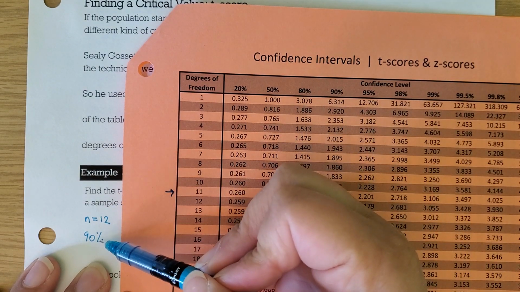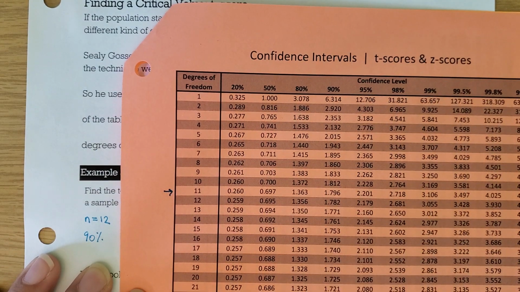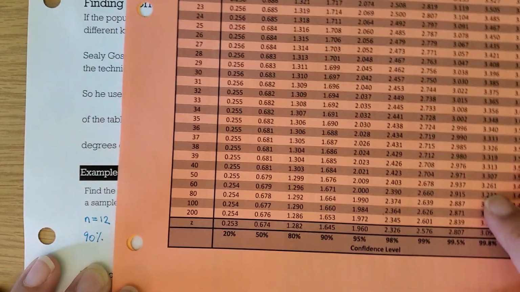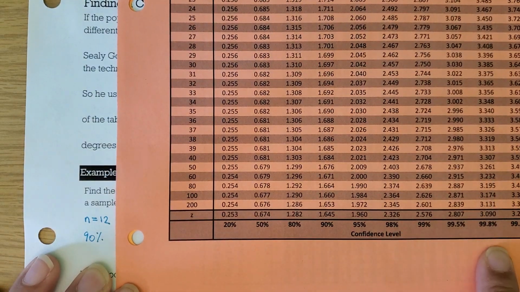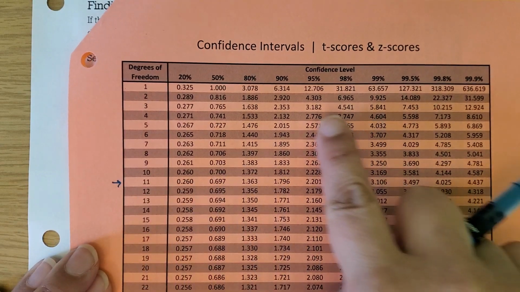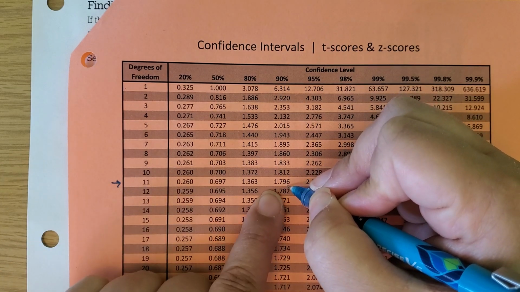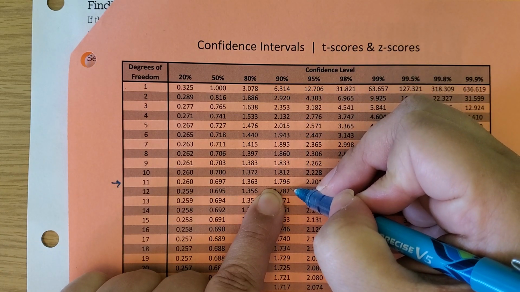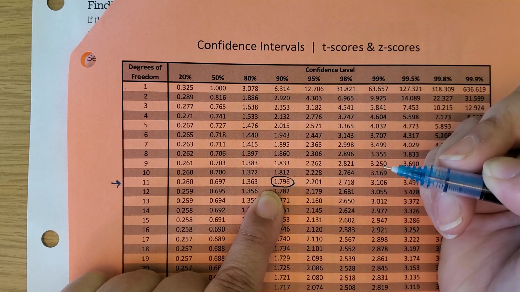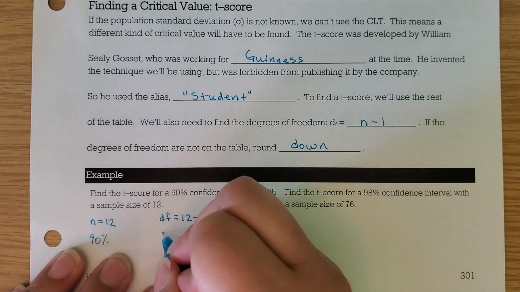Then, because my confidence level is 90%, depending on whether you're at the top or the bottom of the table, you can use the percentages that are listed along the top or the percentages that are listed along the bottom. So I'm going to go along the top for 90%, and I'm going to go down to that row for 11. And it looks like we get 1.796. So my t-score is 1.796.